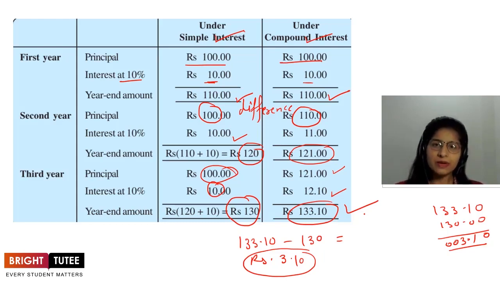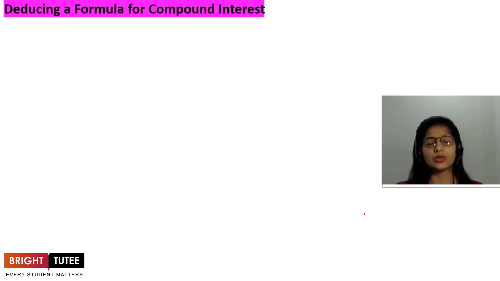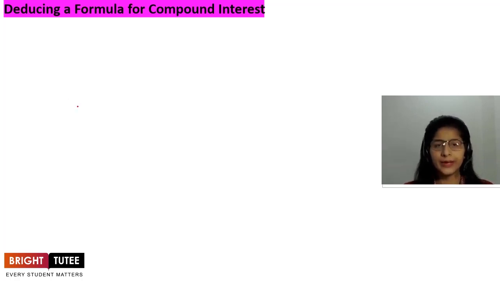So what we need to keep in mind? We need to keep in mind that when we do it for the second year, we have to keep the principal as the amount of the previous year. Clear? Now we are going to learn how to deduce a formula for compound interest. So we will take one example and get the formula. Let's do that. So I'll just take one simple example and then we will write the result in a general form.